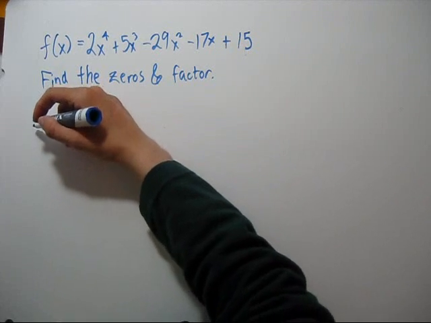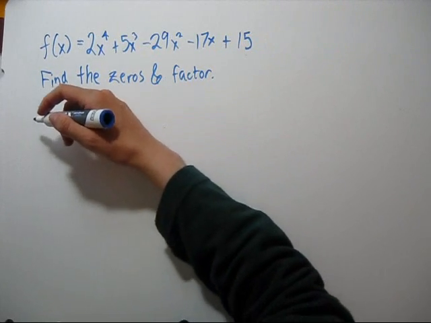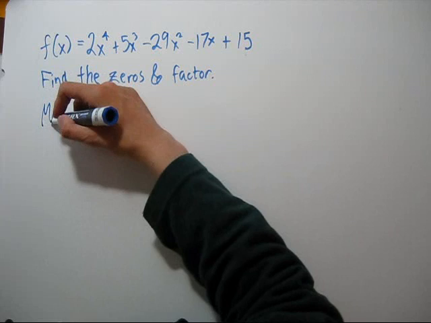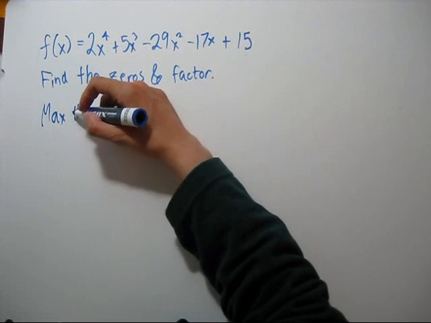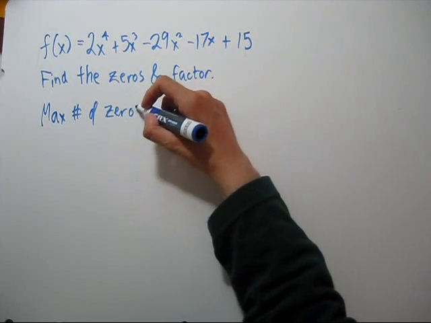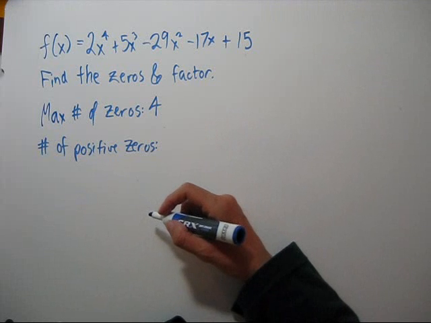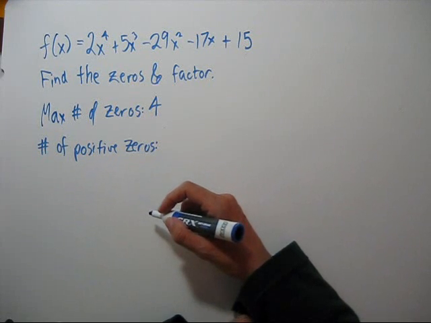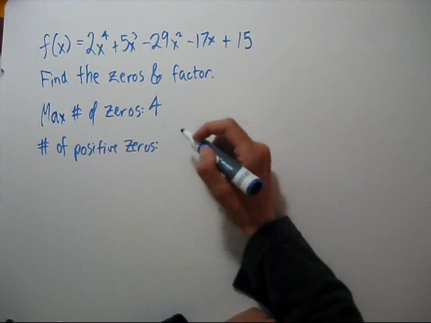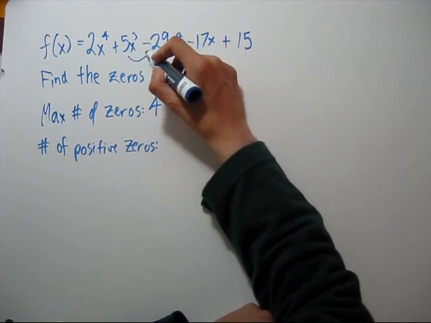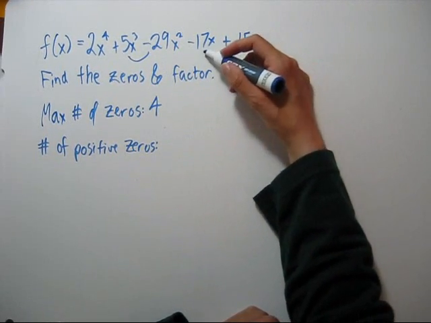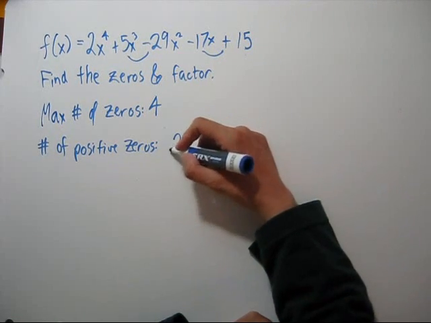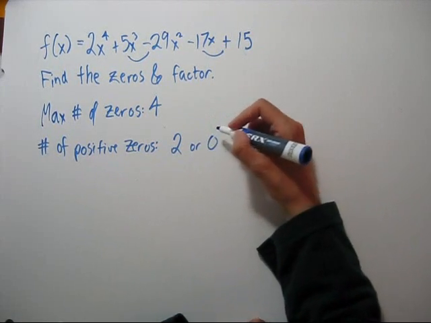Let's start out by using a lot of the theorems. The maximum number of zeros is the degree, so it will be 4. The number of positive zeros is the number of changes in sign of f of x, or less than that by 2's. So we start out positive, here it changed to negative, and it changes back to positive. So we have 2 or 0.